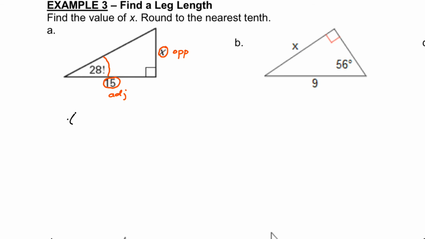So we have the tangent of our angle. In this case, our angle is 28 degrees. The angle always goes right next to the trig function, in this case, the tangent function. And then we know that that's equal to the length of the opposite side, which is x, divided by the length of the adjacent side, which is 15. Just as a reminder again, the tangent was the opposite over the adjacent.